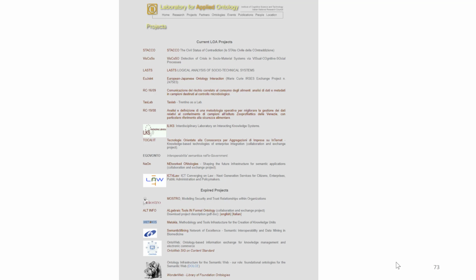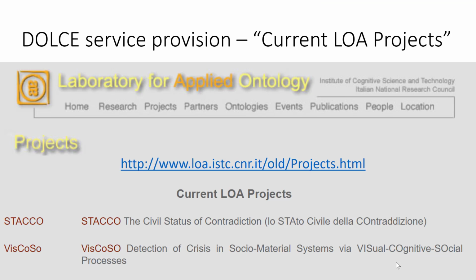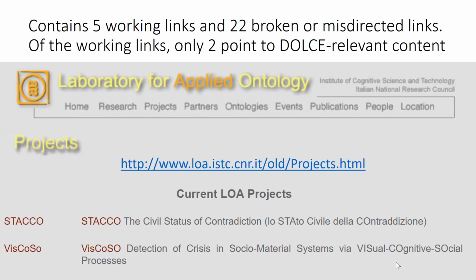So they funded DOLCE through European Union and Italian government short-term projects. And there is a list of projects here, there are 27 projects, I believe. This is exactly what you should do. You should maintain your projects online, keep track of the ontologies developed. But if you go to this page of projects, you find that there are only 5 working links. 22 of the links are either broken or misdirected. And of the 5 which do work, only 2 actually point to anything relevant to DOLCE.